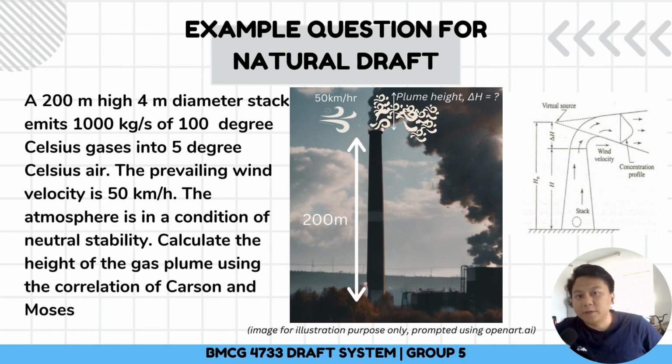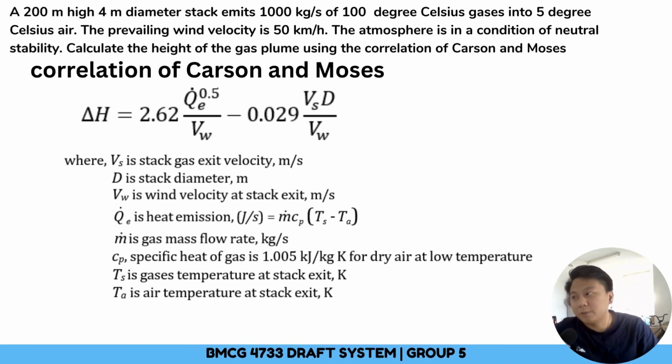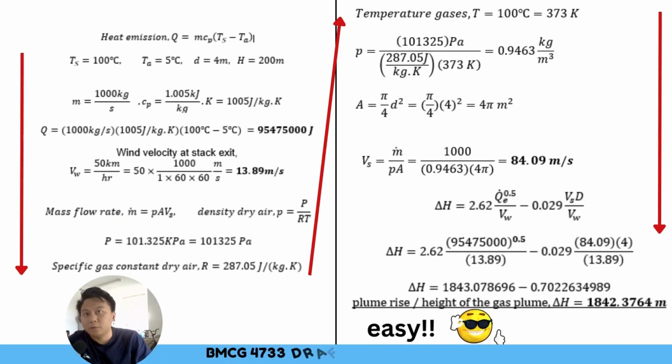So now we have the example question over here, which requires us to calculate the height of the plume using the correlation of Carson and Moses. By using this equation, we first have to identify all of these variables, and now we have to collect all the information from the question. Here we have the temperature of the gases, the temperature of the air, the diameter, and the height of the stack. Also we have the velocity of the wind. All we need to do is convert it, very easy.